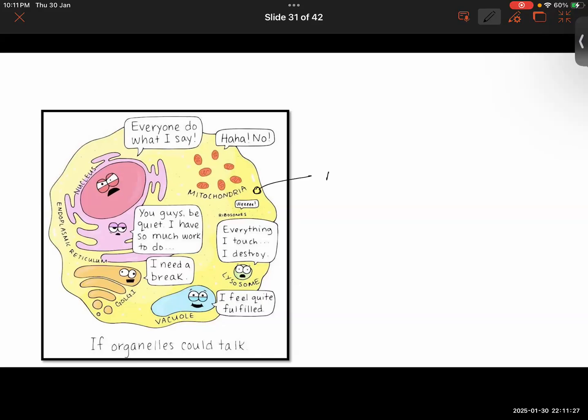It's below the mitochondria. Below, yeah, over here. So ribosomes, these are the organelles whose main function is to prepare the protein.